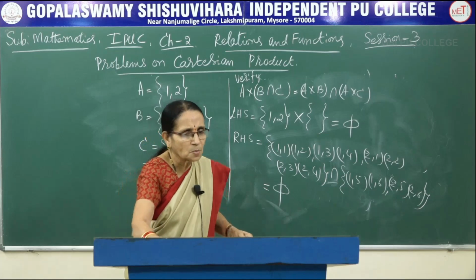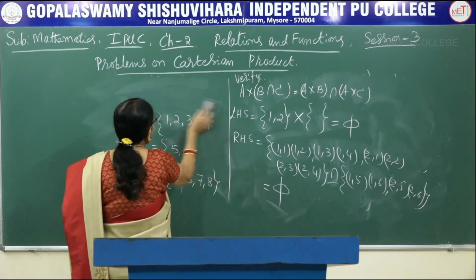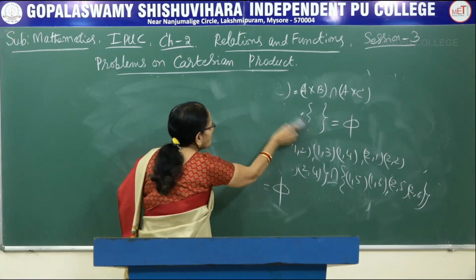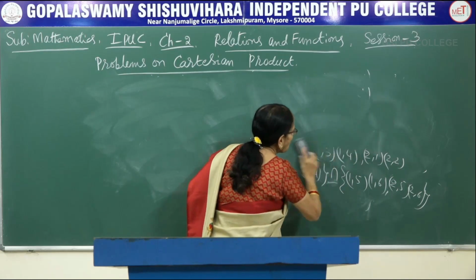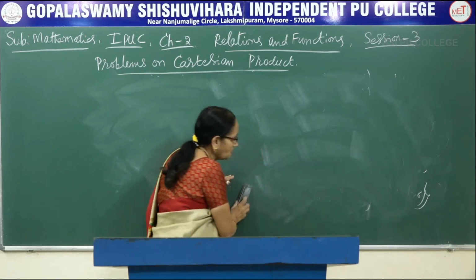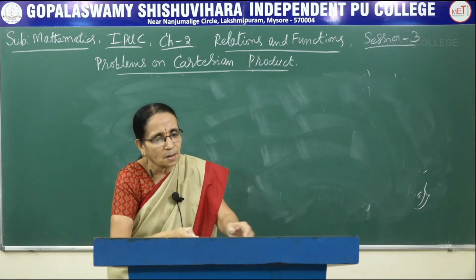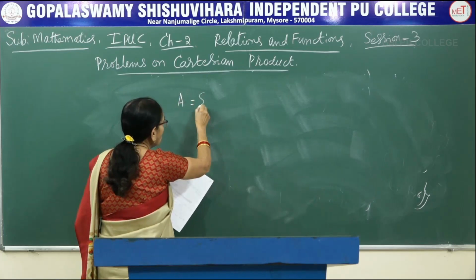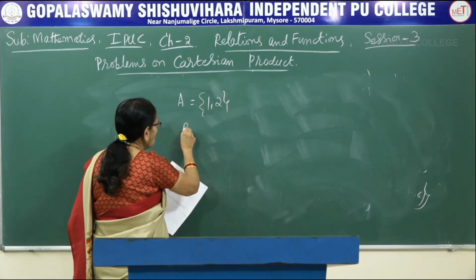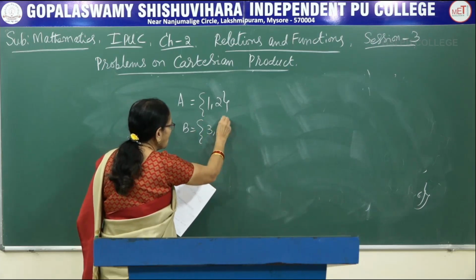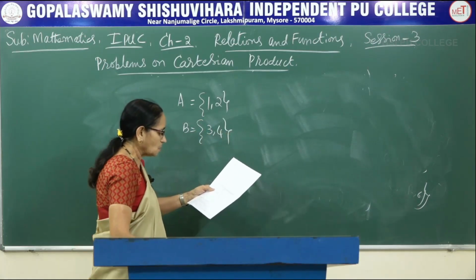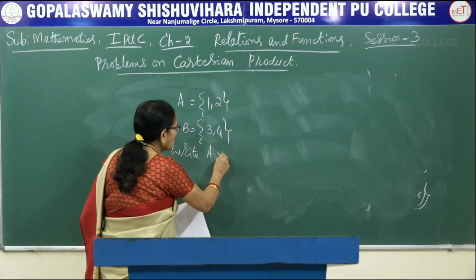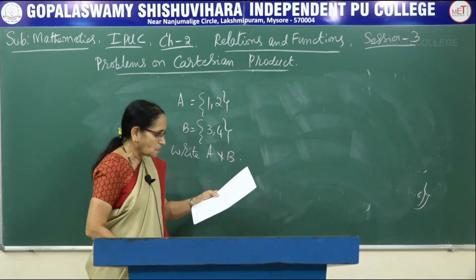Now, let me try one more problem here, which is quite simple. You can directly write the answer here. Now the next problem is like this. The set A is having 2 elements, 1 and 2. Set B is having 2 elements, 3 and 4. First part is you have to write A cross B.